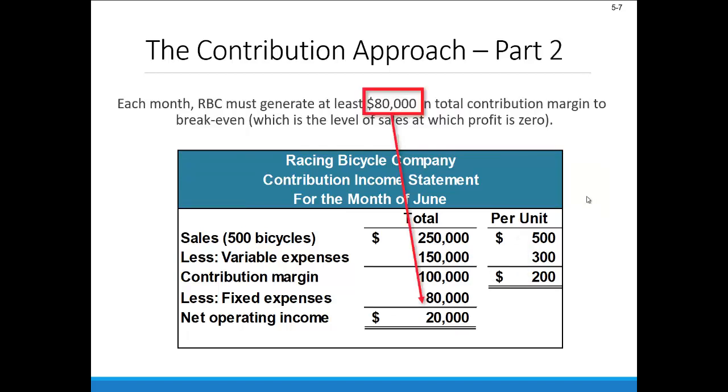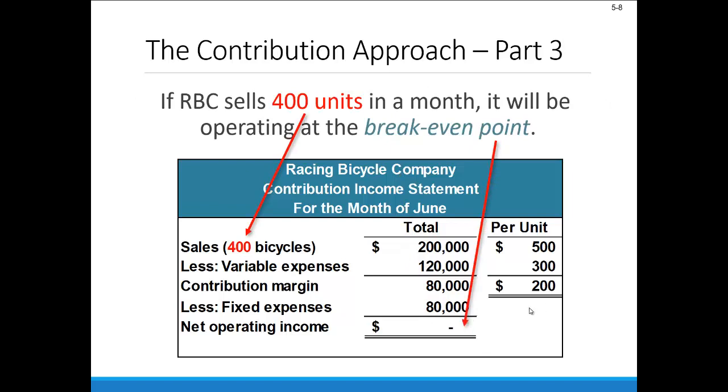You read about in chapter 5 this idea of break-even points, and we'll get to that in another video. But for now, let's just point out that on the contribution format income statement, the total fixed expenses are what need to be covered to reach that break-even point. So in RBC's case, they've got to generate 80,000 in total contribution margin to reach a break-even point, being where net income is exactly 0.